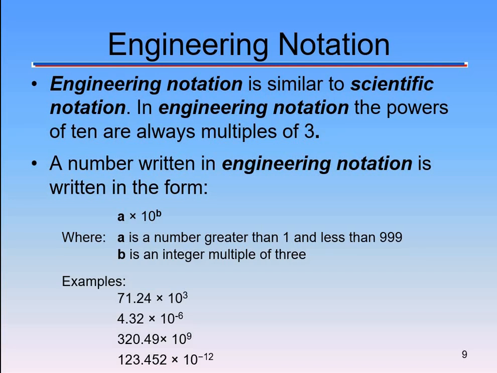Alright, but look at the third example. We have 320.49 times 10 to the ninth. Notice that we can have up to 3 digits before that decimal place, and then the exponents have to be in increments of 3. Okay, 9 is an increment of 3, or a multiple of 3.